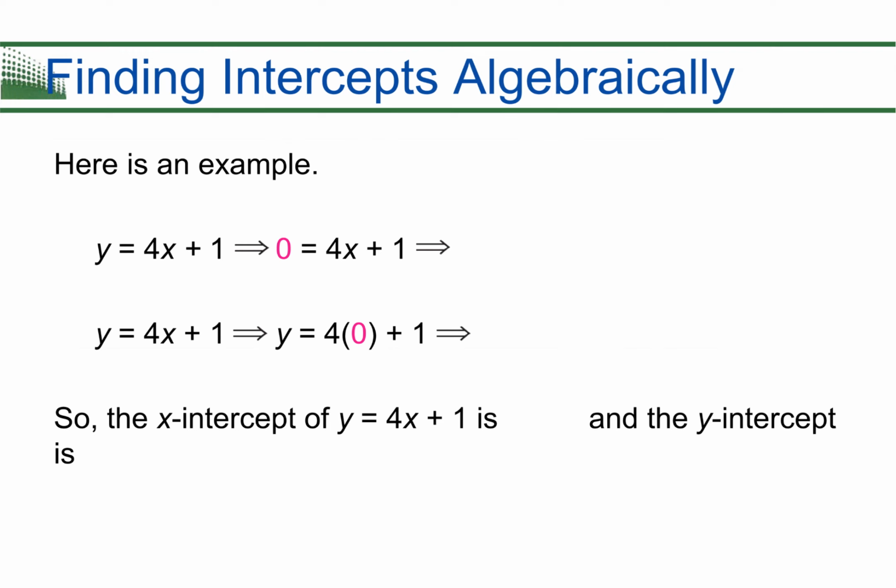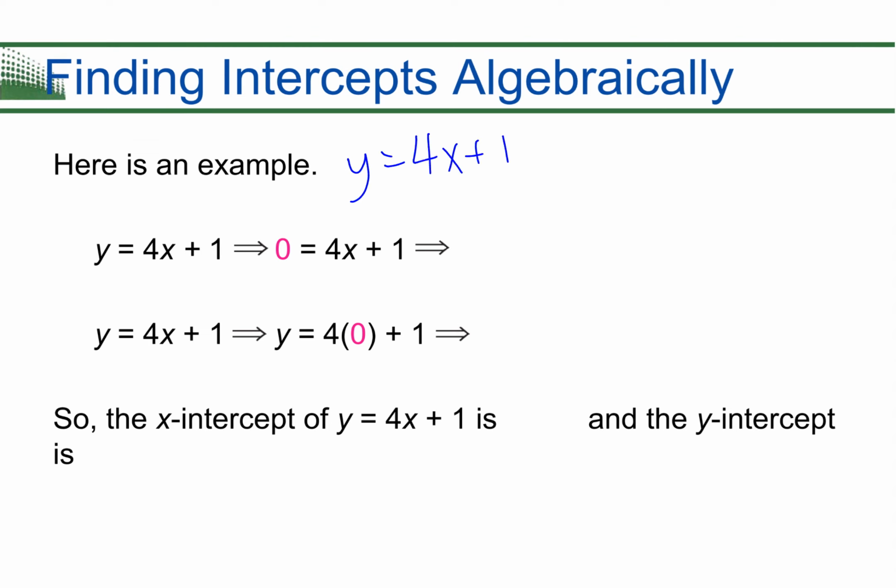Here's an example. y equals 4x plus 1. That's my equation. Whoop, it keeps moving around on me. y equals 4x plus 1. I want to find my x-intercept and my y-intercept. If you write this as an ordered pair, when you're looking for an x, you're going to zero out your y, and when you're looking for your y, you're going to zero out your x. So I have half of my ordered pairs already filled in.